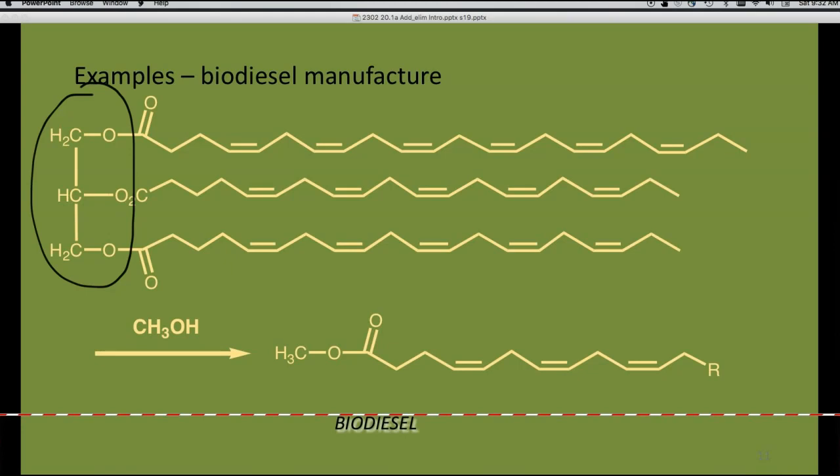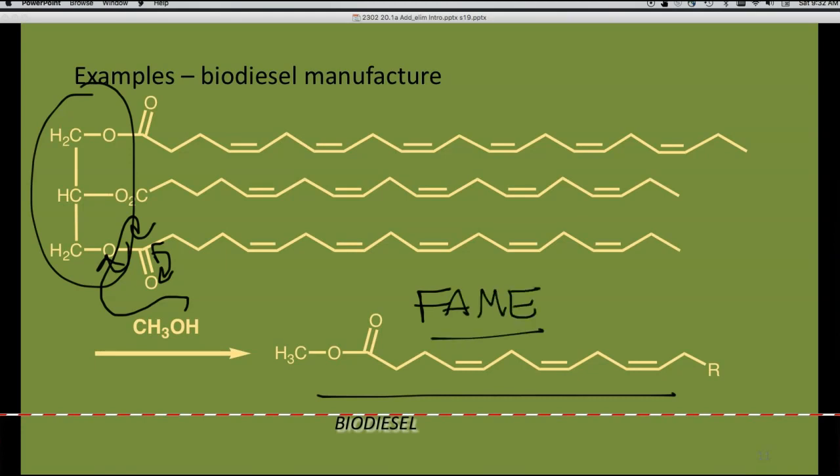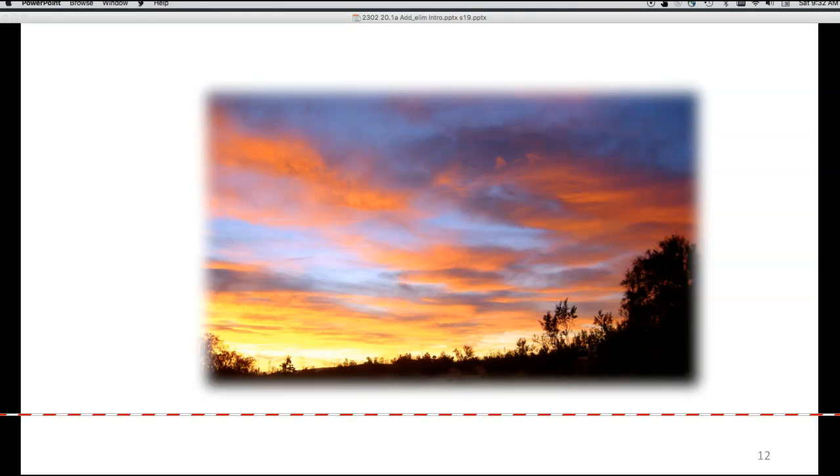And then you transesterify them so that your methanol comes up, down, and out to give you your 3 moles of fatty acid methyl ester, aka FAME, and your byproduct is glycerol. So there's the other alcohol portion of your triester. All right, so that's the wrap up for the introductory mini lecture for this chapter.